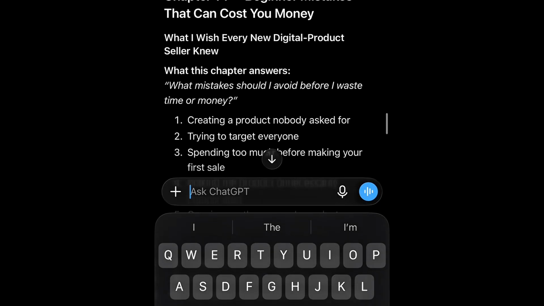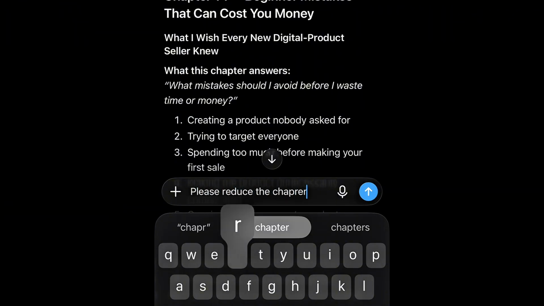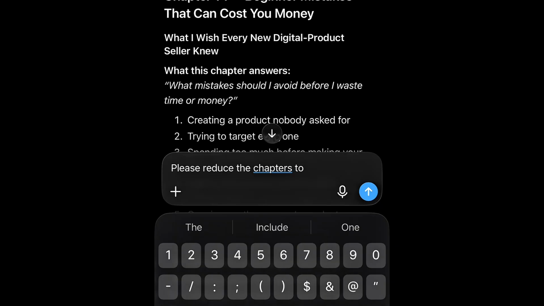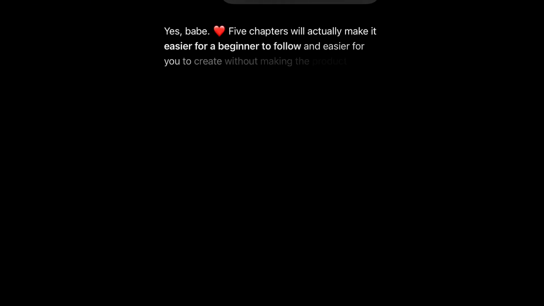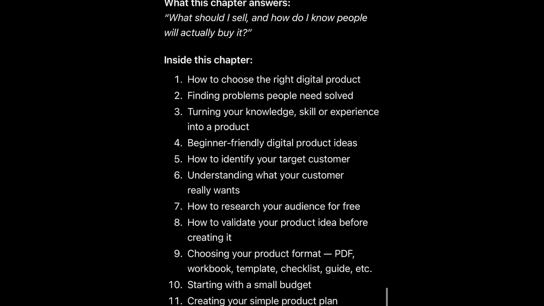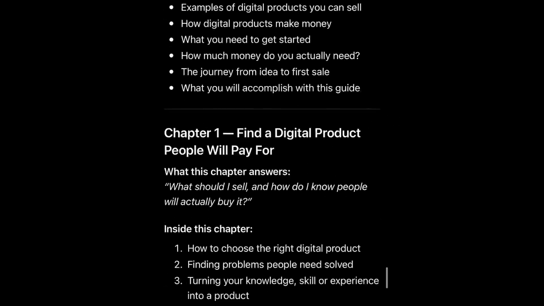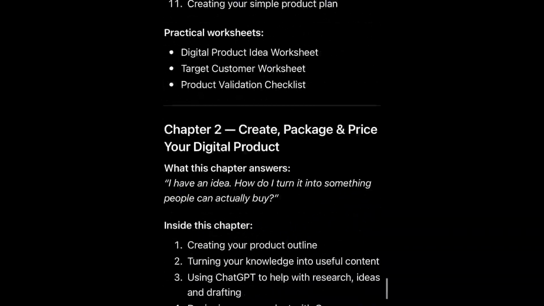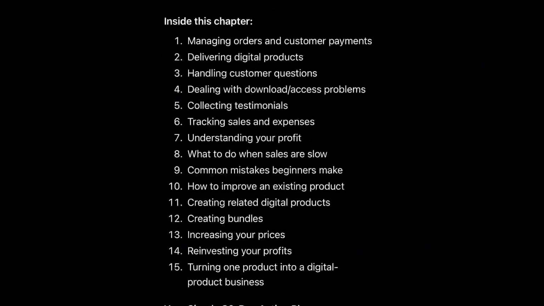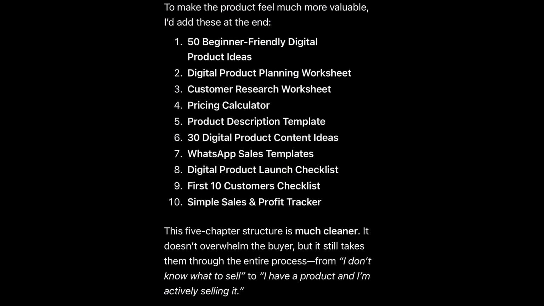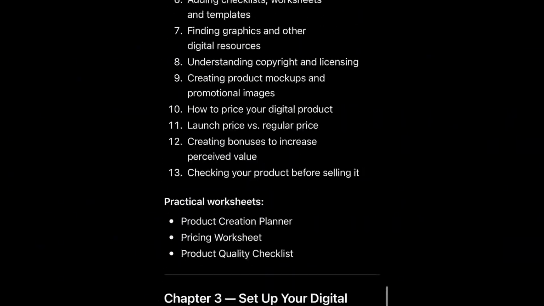So I feel like all these chapters are too much. So what I'll do is I'll tell ChatGPT to reduce the chapters to 5. Please reduce the chapters to 5. So it will actually reduce the chapters to 5. So this is chapter 1, chapter 2, chapter 3, chapter 4, and chapter 5. So it even gave us bonus resources.